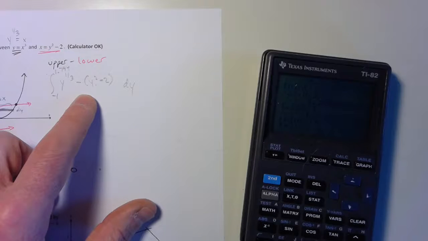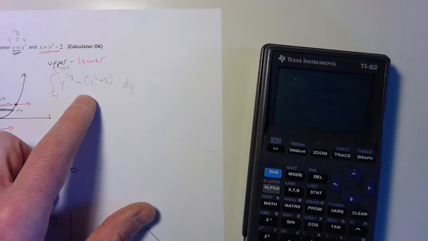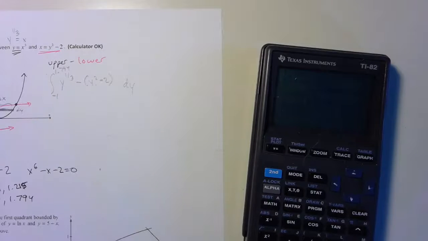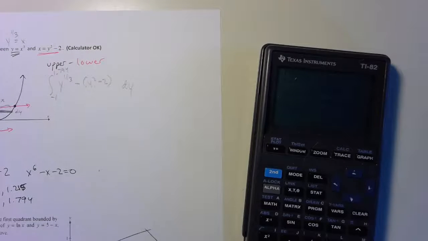1.794. Okay. Calculator's thinking. Hopefully yours is faster. 25 years newer technology. Come on, wait for it. Wait for it. Still waiting. Still waiting. Bueller.